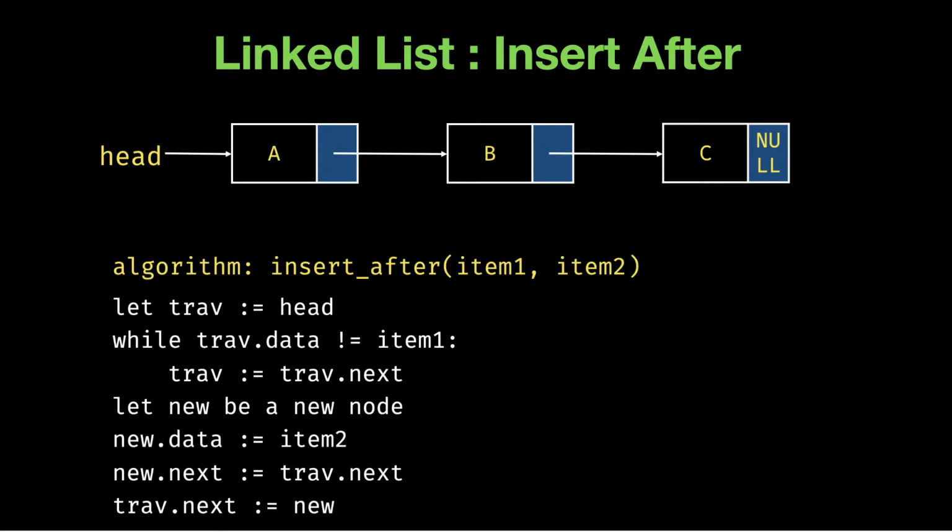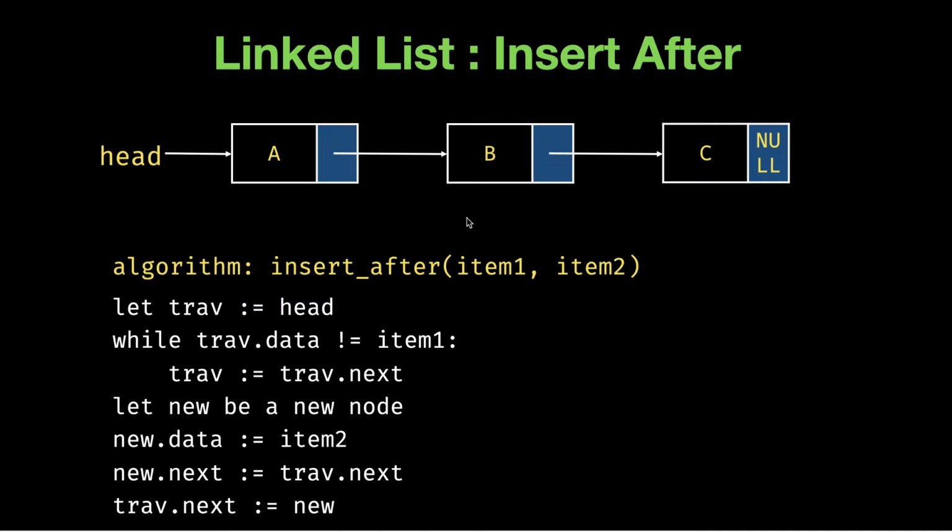Let us see another algorithm. This algorithm is for inserting after a particular item. That means we want to insert item 2 after a particular item 1. First of all, we will follow the same approach. We will create a new trav pointer that initially points to the head, and we will traverse through each and every node until we reach item 1. That means while trav dot data is not item 1, we move the pointer to the next node.